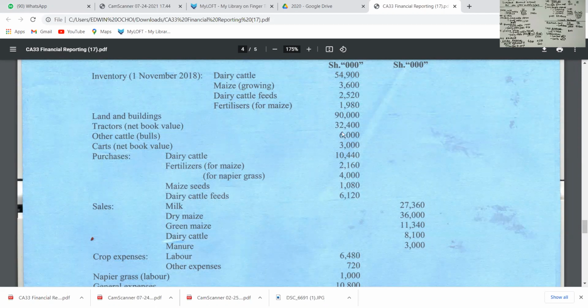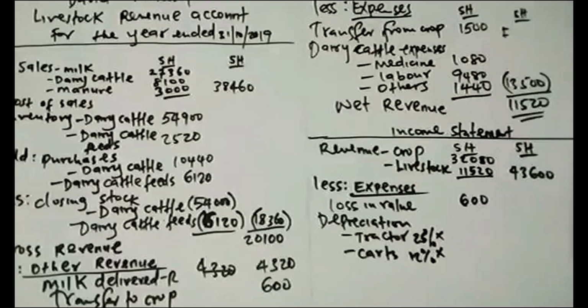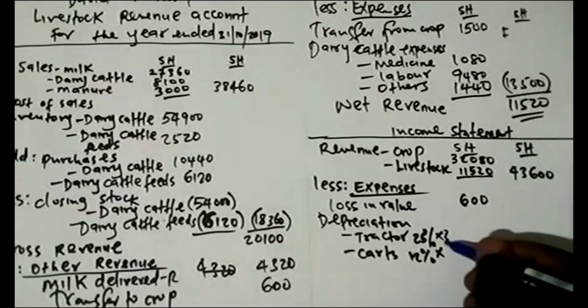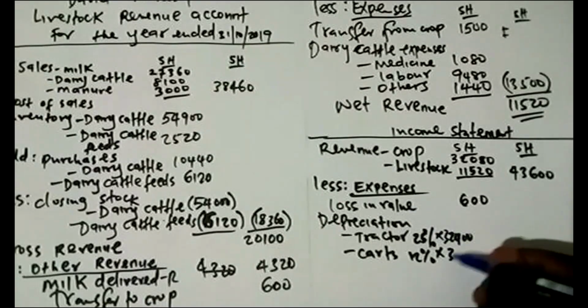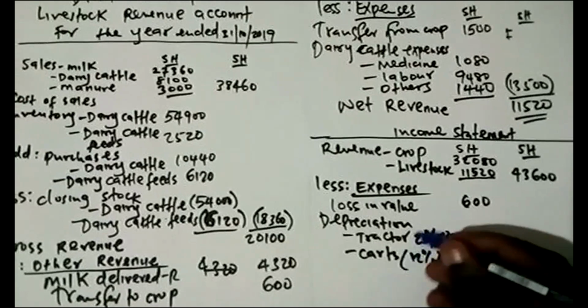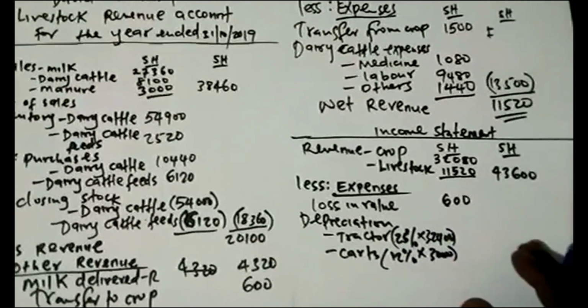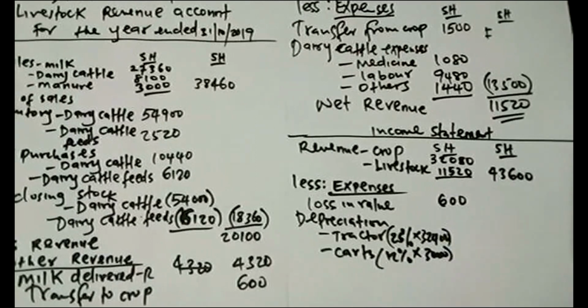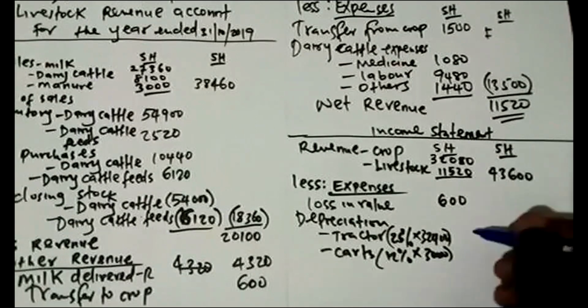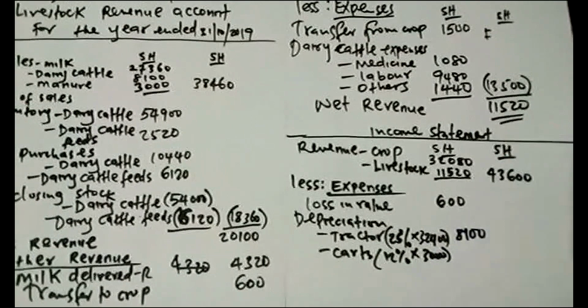So the net book values I can see there are 32,400 and 3,000. So do the computation. 0.25 times 32,400 is 8,100.